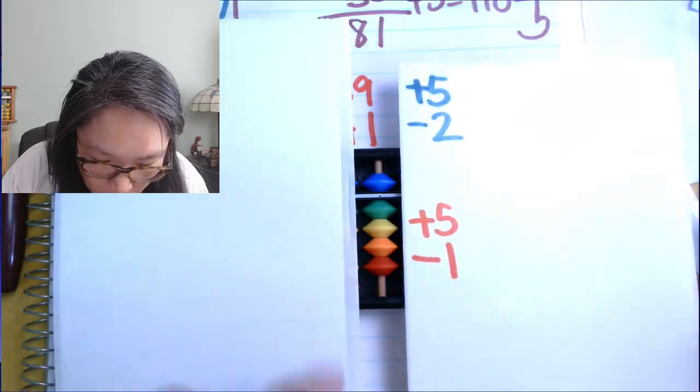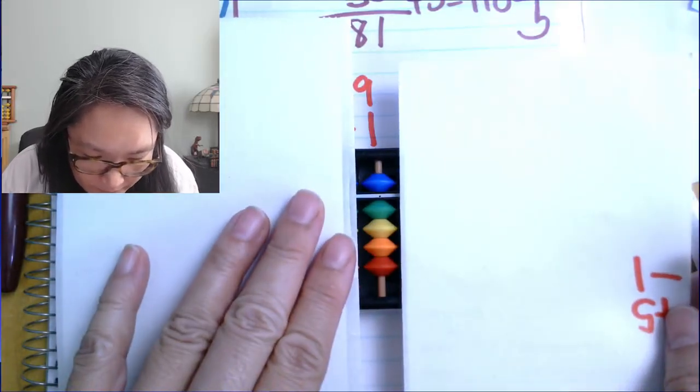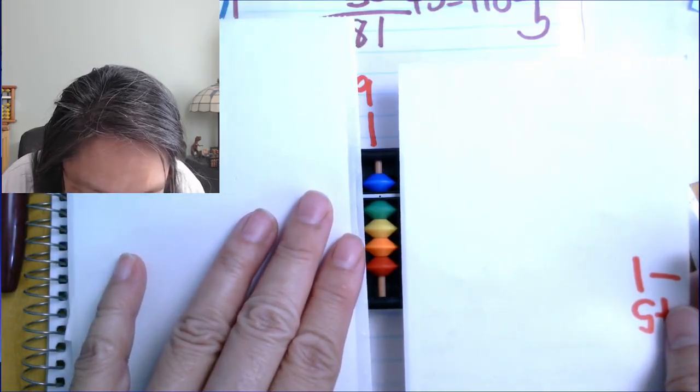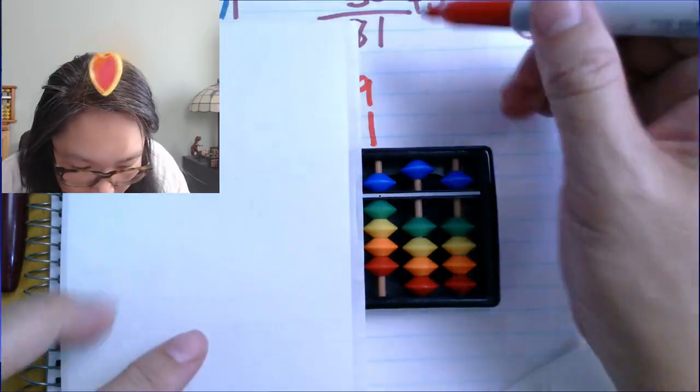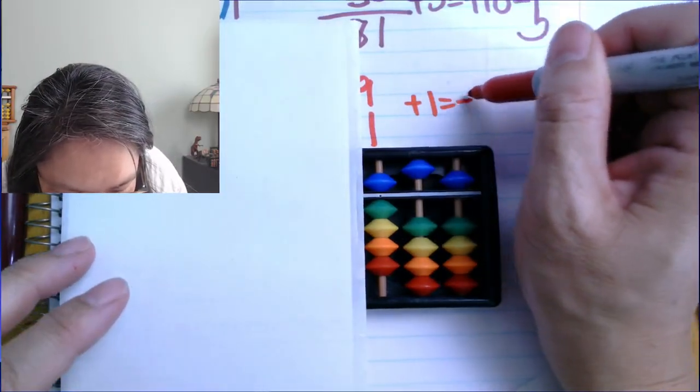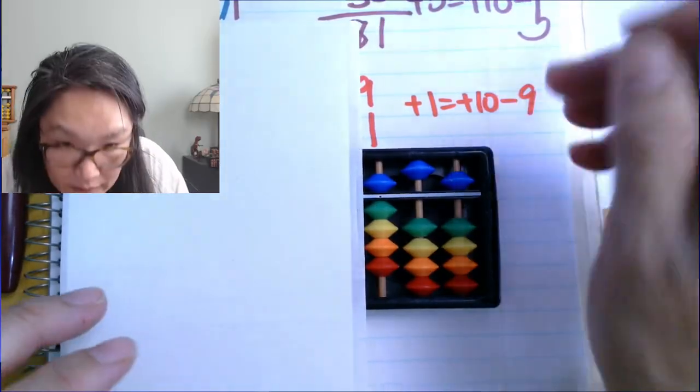So we're going to plus the 1 here. Oh, we've got to plus the 1. When we add the 1, there's not enough. So what do we do? We need to plus 1, which is equal to plus the 10 minus 9.